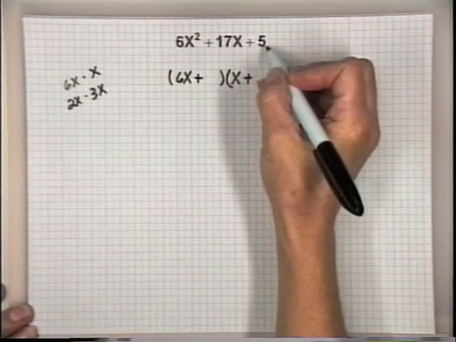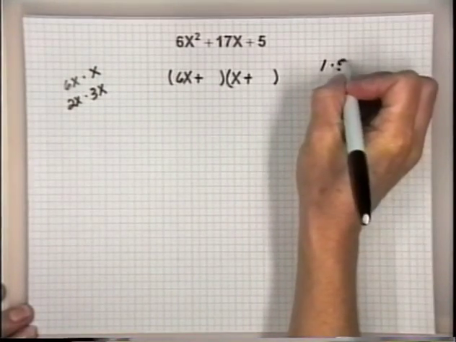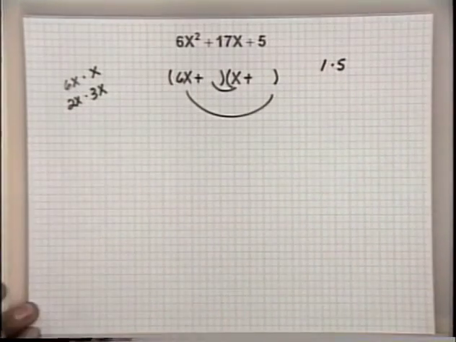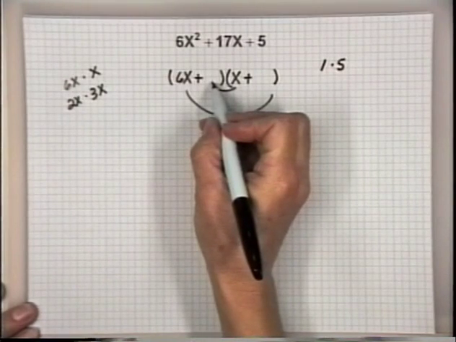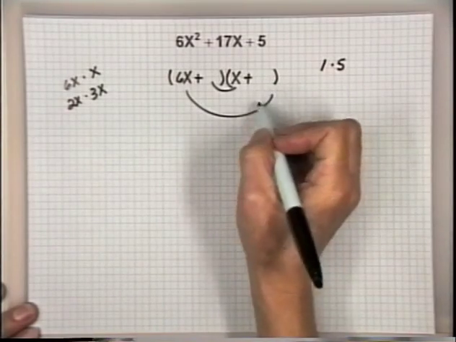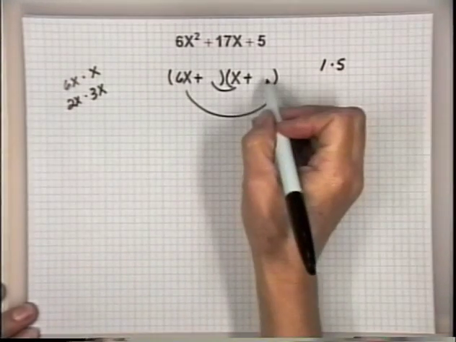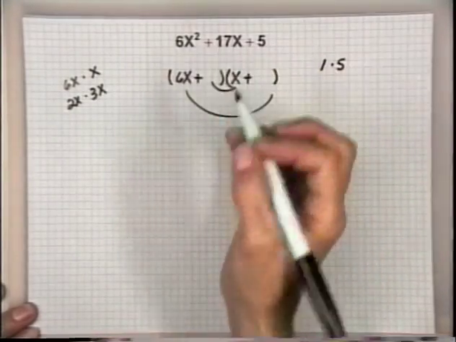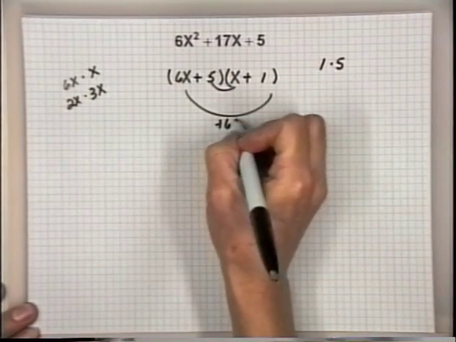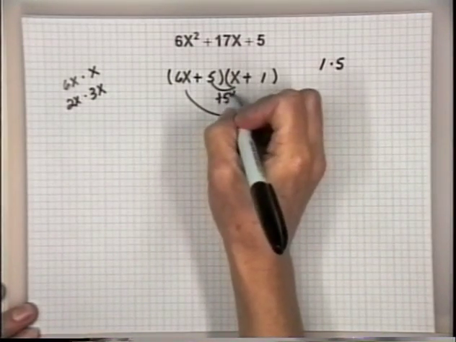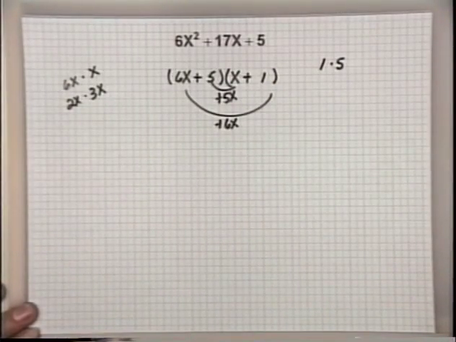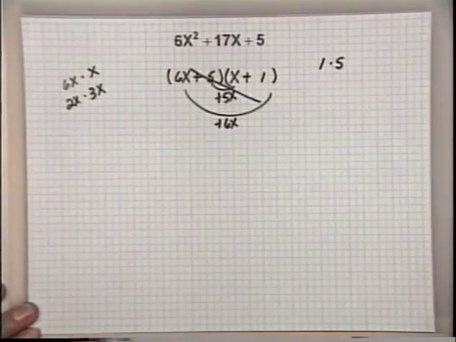I only have one choice for this third term. The factors must be 1 and 5. Looking at my outside and inside product, I need to place either the 1 here or here and the 5 in the other position. Whatever number I put here will be multiplied times 6x. So I don't think the 5 would work here. That would be 30, which is way too much. If I try the 1 here and the 5 here, I have a positive 6x outside product and a positive 5x inside product, which does not give me 17x. It only gives me 11x. So that choice did not work.